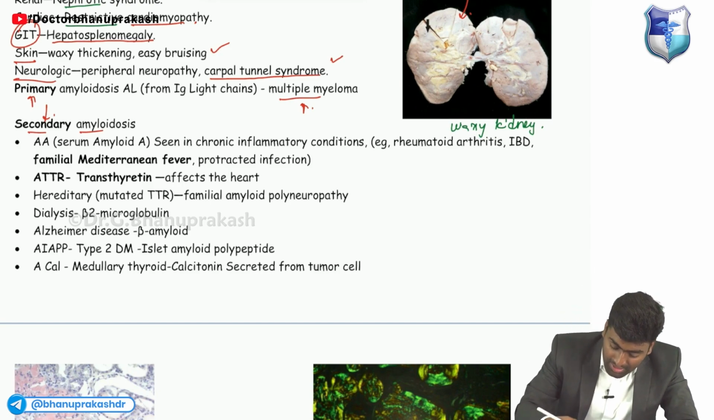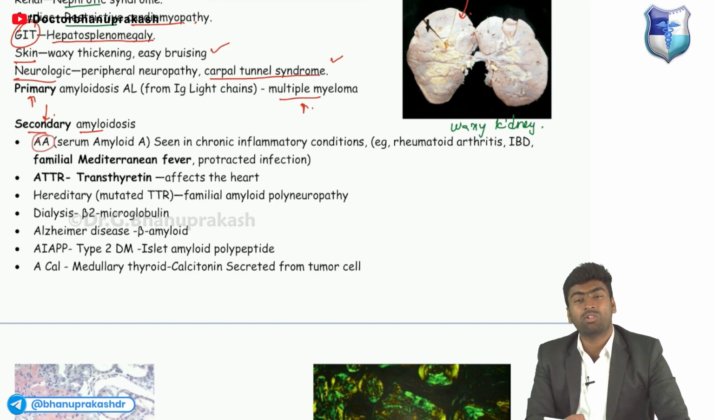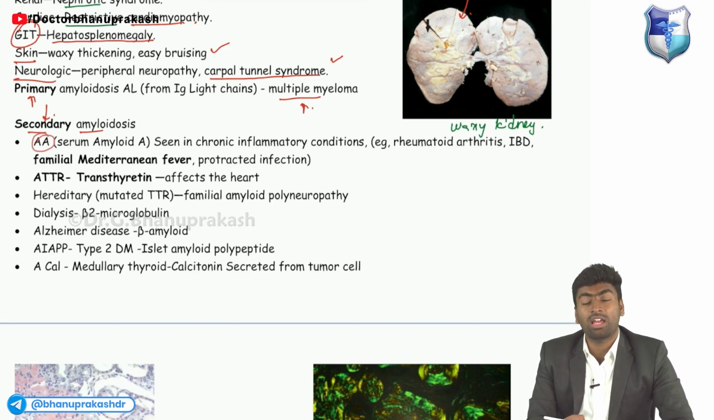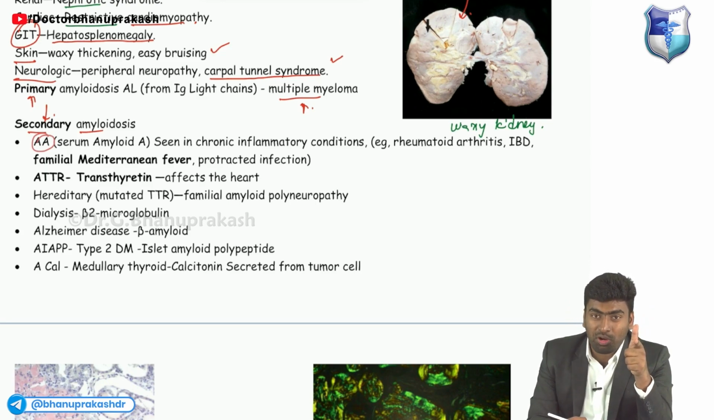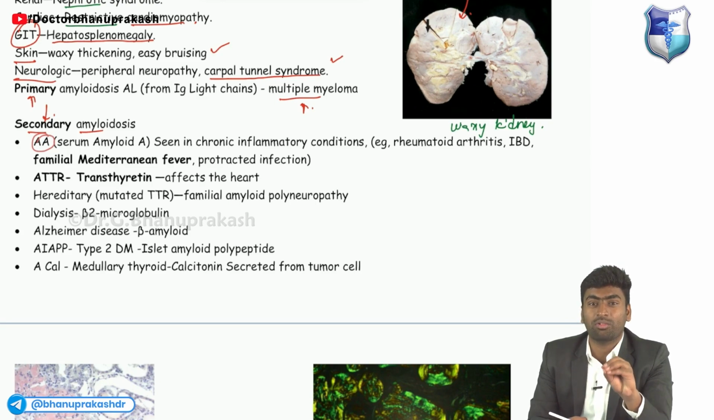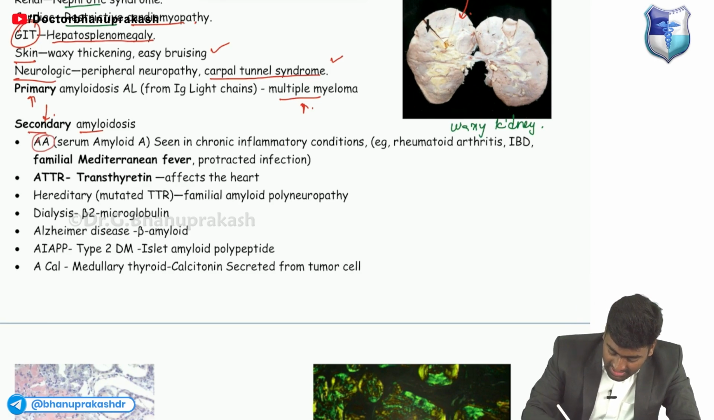In the case of carpal tunnel syndrome, the nerve which is involved is the median nerve, and we know that if there is any median nerve involvement, there will be Benedict's hand, and the pointing index formation will be seen in the case of median nerve injury or median nerve compression. Okay, and next one, secondary amyloidosis.